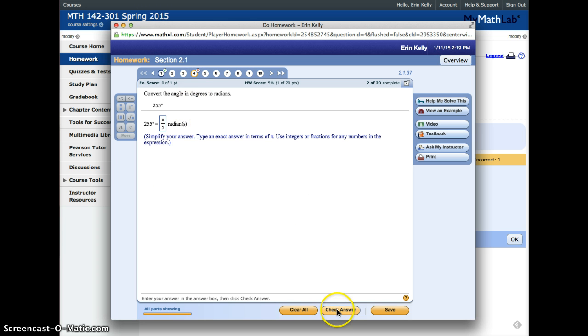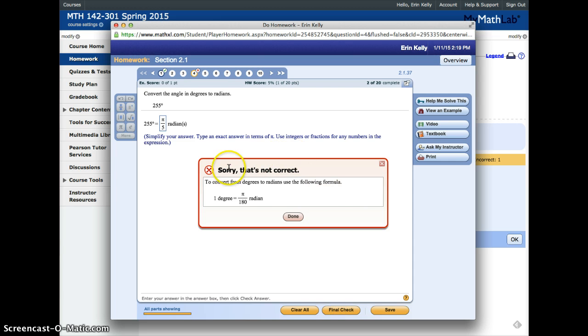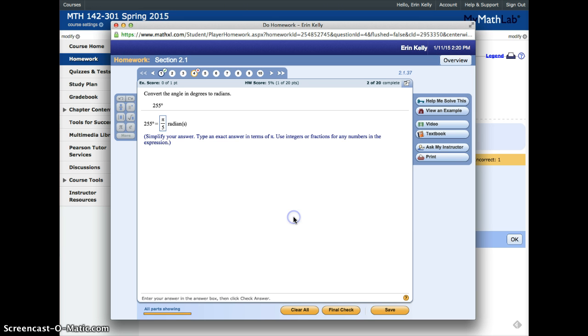So if I think that's the answer, I can go ahead and check, and then MyMathLab tells me that this is incorrect, and it reminds me how to convert between radians and degrees. So then you can go ahead and be done with that, and then you can try the problem again. Now, for a problem like this, it gives you 2 attempts, and then it will change the numbers, but you can keep working on the problem.